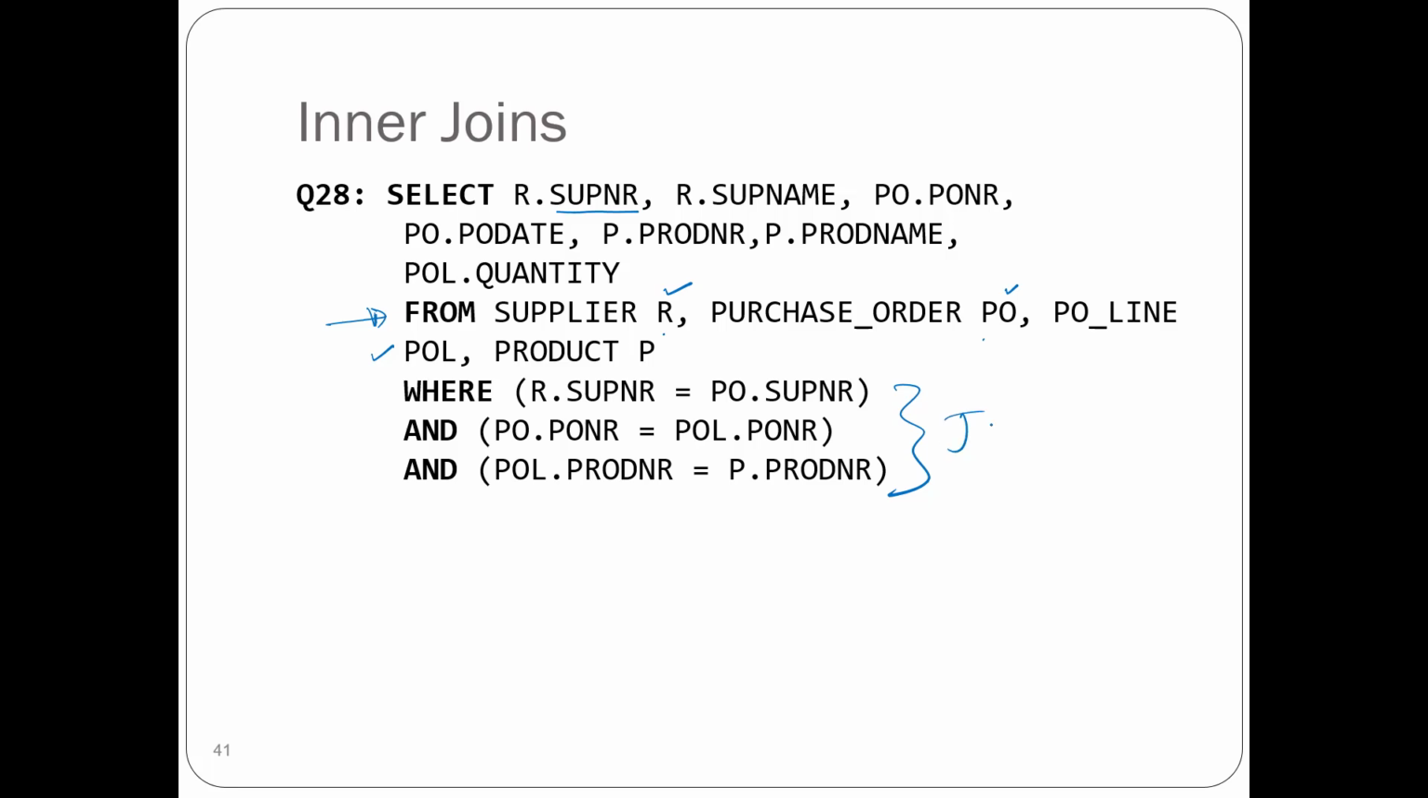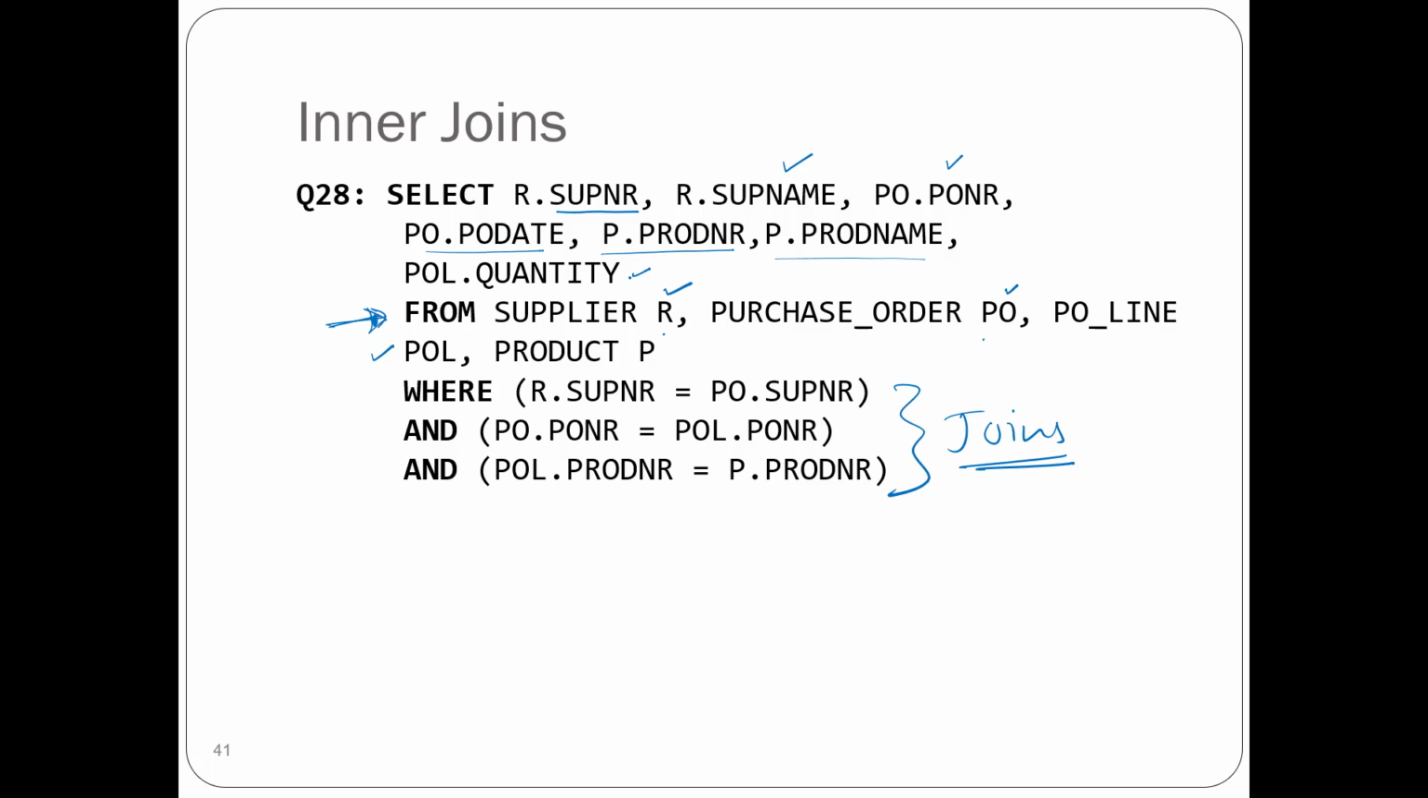Right over here we are doing the joins. We'll come to that later. Let's figure out what we need. We resolved that our source tables are 4 here. Select r.sub_nr. From supplier we need the supplier number and supplier name. From purchase order we need the purchase order number and purchase order date. From product we need product number and product name. From purchase order line we need quantity. So our requirement is such that we would need all these 4 tables.